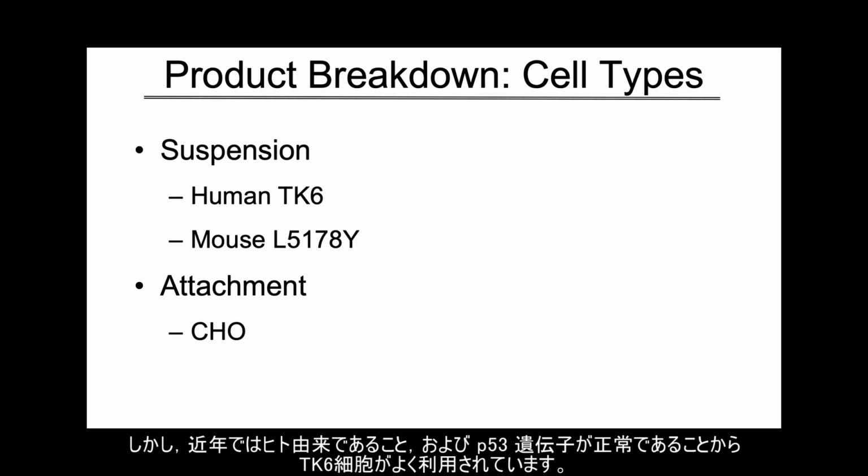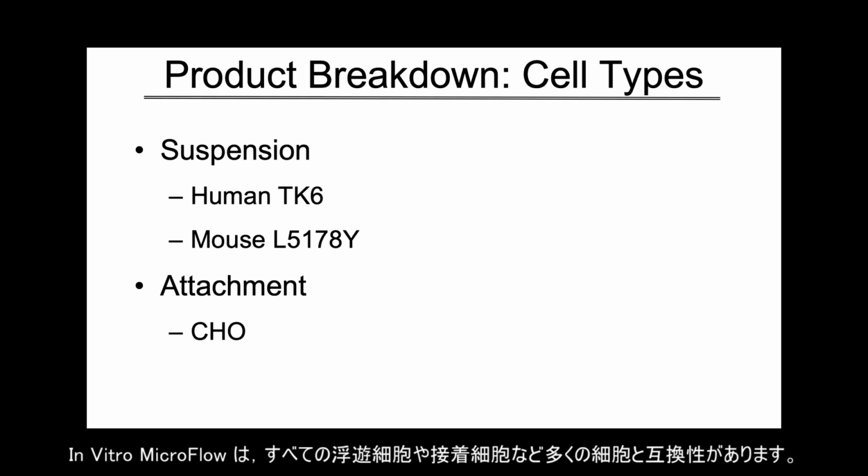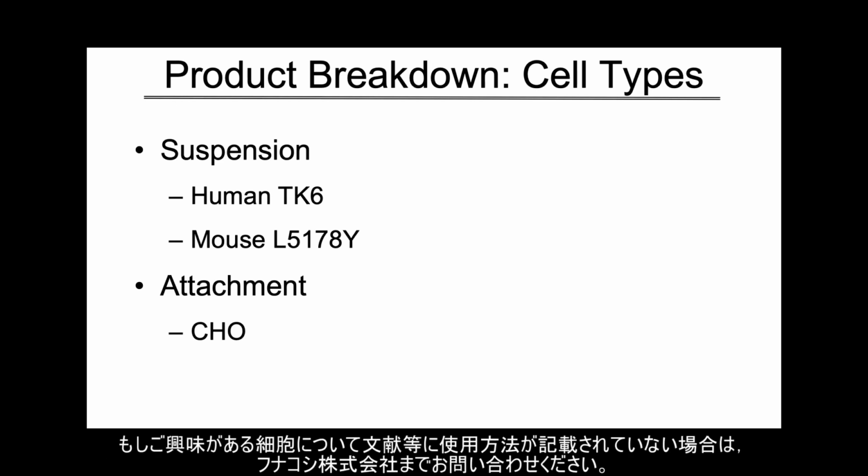But more recently, human TK6 cells have become the de facto standard due to their p53 status and the fact that they are derived from the more relevant human model. In vitro microflow is compatible with all these suspension and attachment cell types, as well as numerous others. If you are interested in a particular cell line and you can't find its use mentioned in the literature, please contact us and we will help you determine the feasibility of your proposed studies.